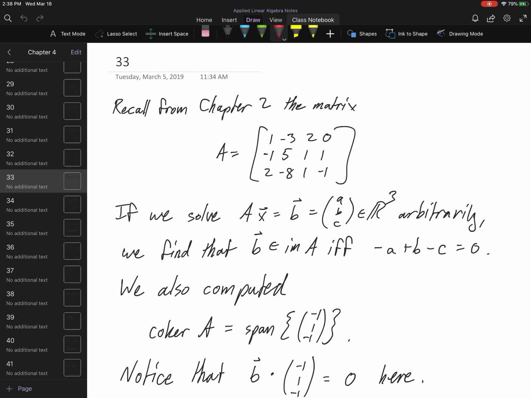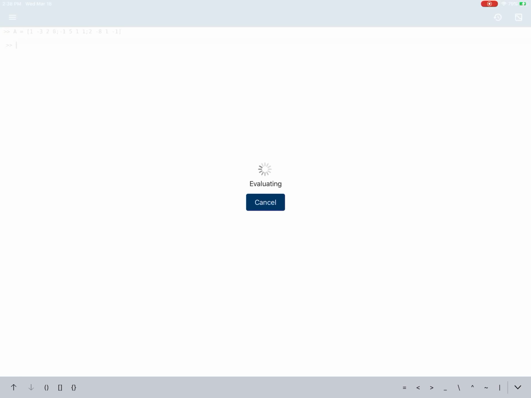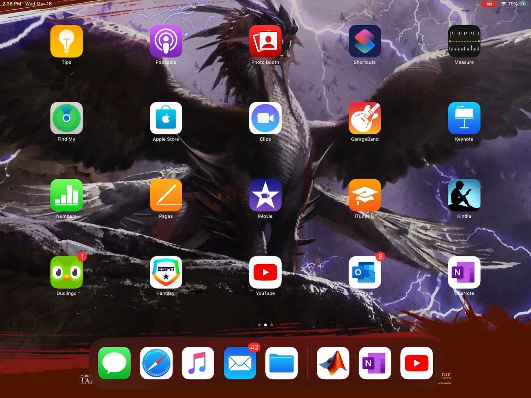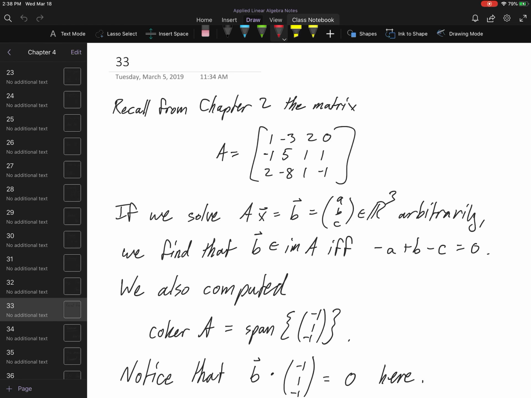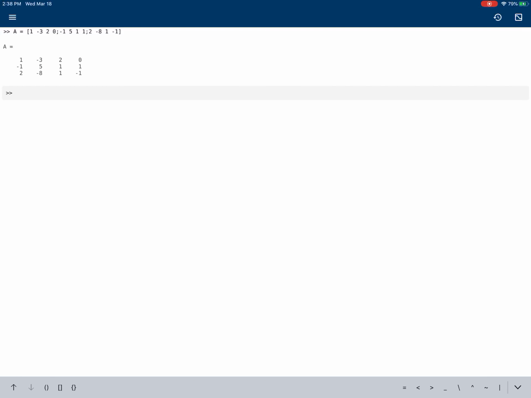And let me give you a rundown, an example of why you might expect that to be the case. So let's recall from chapter 2 that we have the following matrix. I'm going to throw this into MATLAB Mobile real quick. Where's A? There he is. Okay, so A here is the matrix in that example.